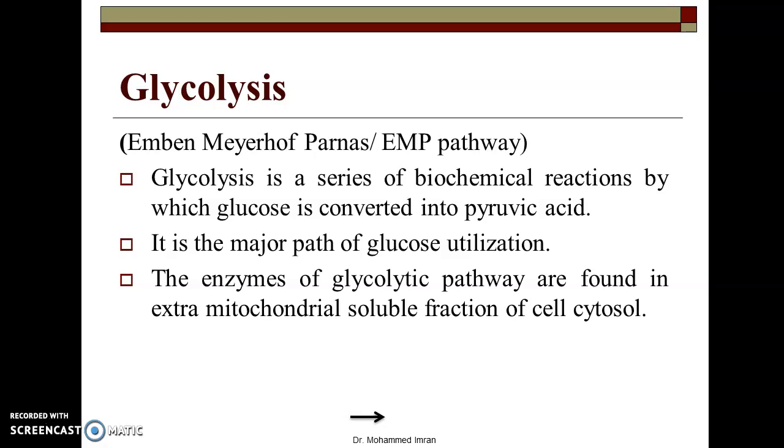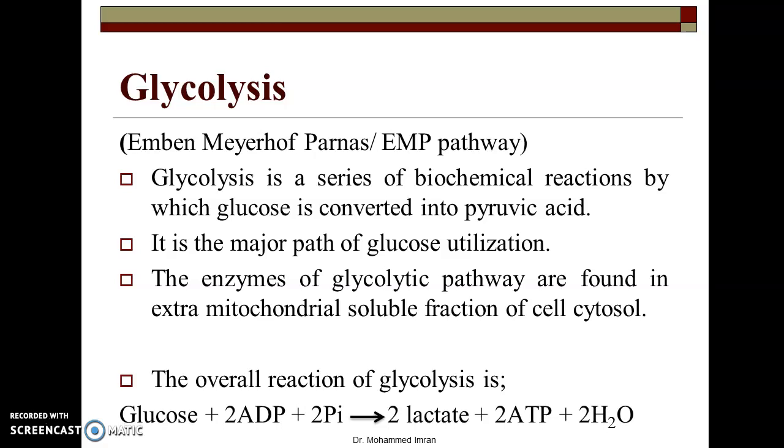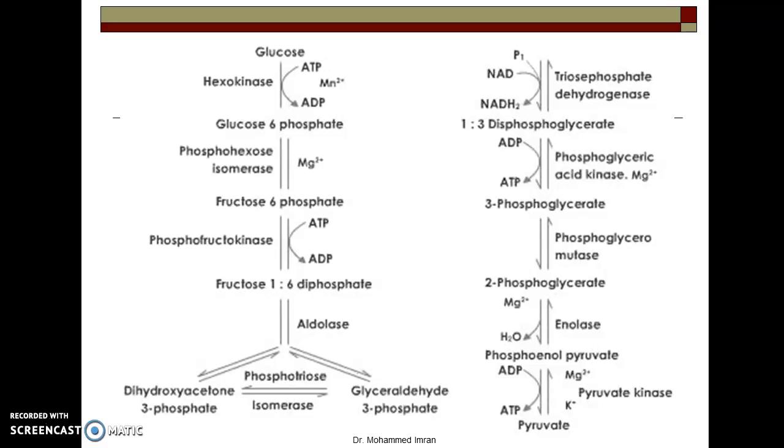The enzymes of glycolytic pathway are found in extra mitochondrial soluble fractions of cell cytosol. The overall reaction of glycolysis can be summarized this way, that is glucose, which is converted into lactate, two molecules of lactate with the release of two ATPs. This is the glycolysis cycle.